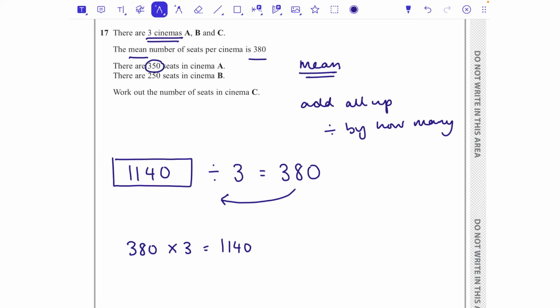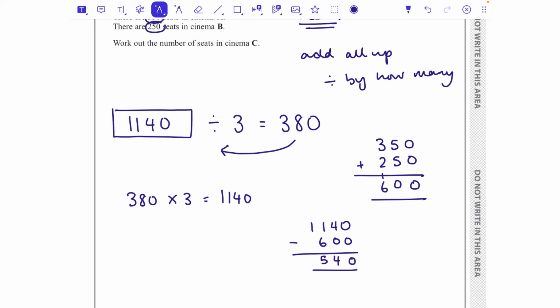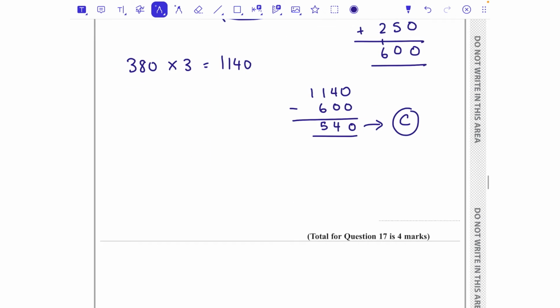Now in cinema A and cinema B, I've got 350 and 250. Which is 0, 5 add 5 is 10, so 0 carry the 1, and 3 add 2 add 1 is 6. So I've got 600 seats between A and B. So then I'm going to do 1,140 take away 600, which is 540, and that's how many seats must be in cinema C. So there's my final answer.